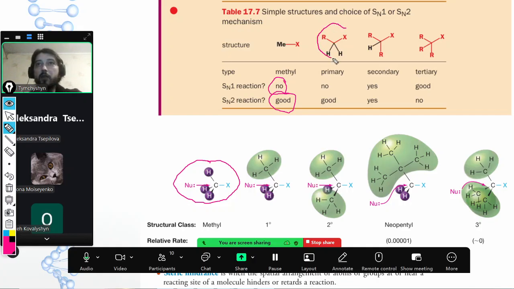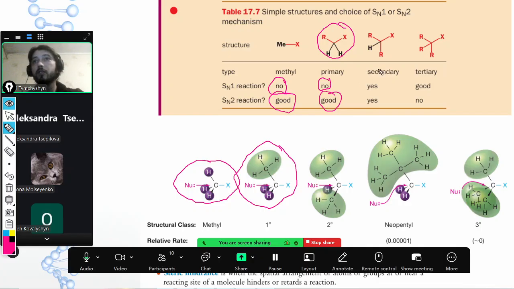What about primary? We will probably still get no SN1 reaction because there are still not enough carbon atoms to delocalize the positive charge. Maybe in some cases, but probably not. And it is still good for the SN2 reaction. There is almost no hindrance once again, a bit more than in this case, so it's worse for the SN2 reactant, but still okay.